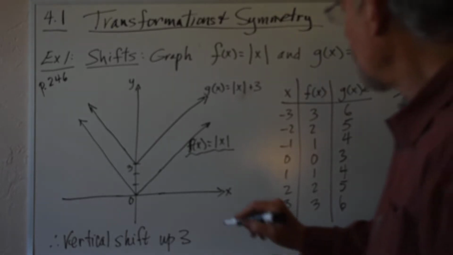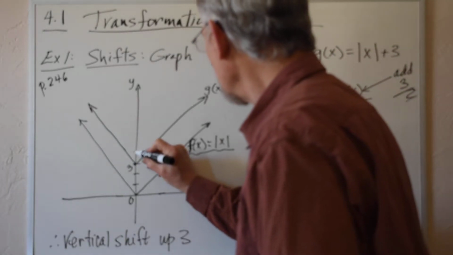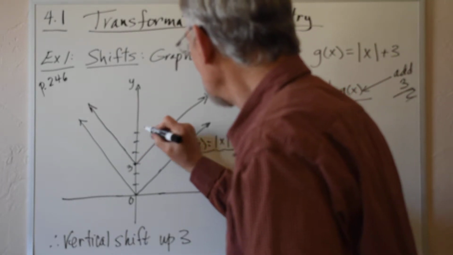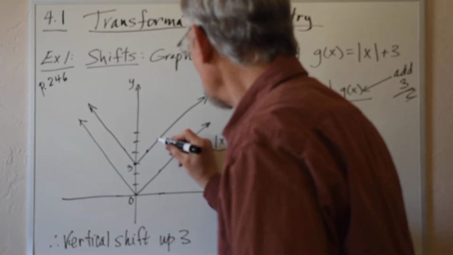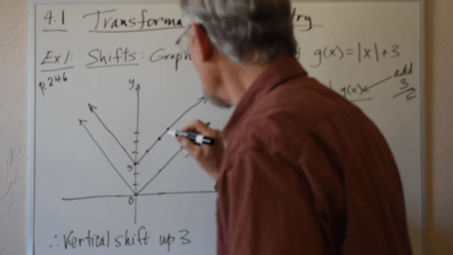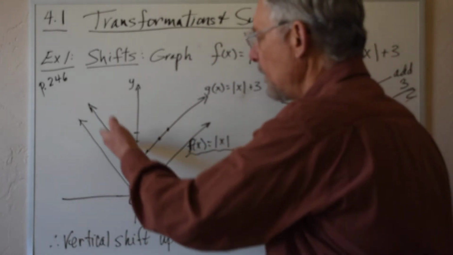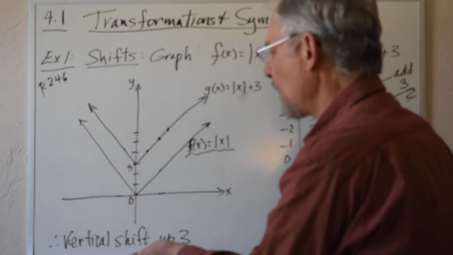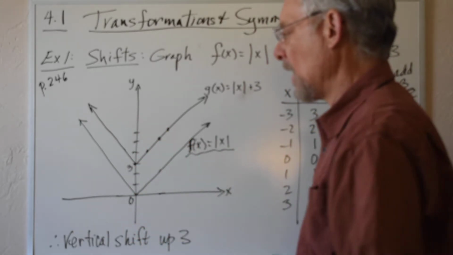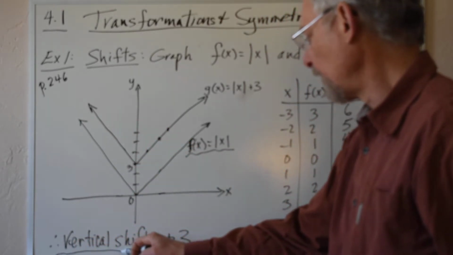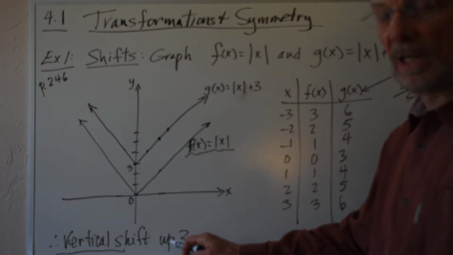So if we plot those points, we land here, and here, and here, and here. And you see what happened? We get the same exact shape, but everything is shifted up 3. So we say there is a vertical shift of 3, positive 3.